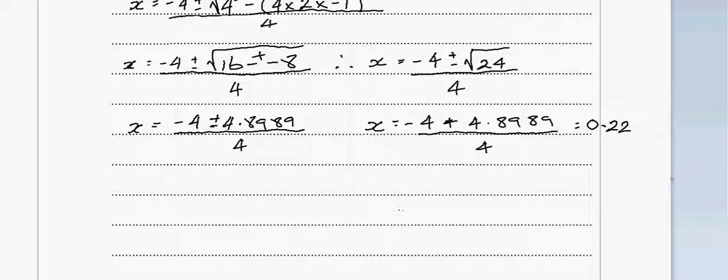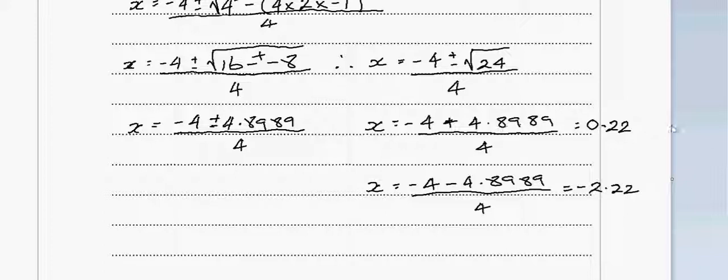So x will equal 0.22. Now I also have minus 4.8989. So this will be minus 4 minus 4.8989, all divided by 4, which equals, so that's going to be minus 8.8989 divided by 4 equals 2.22. So I get minus 2.22. And I clear that.